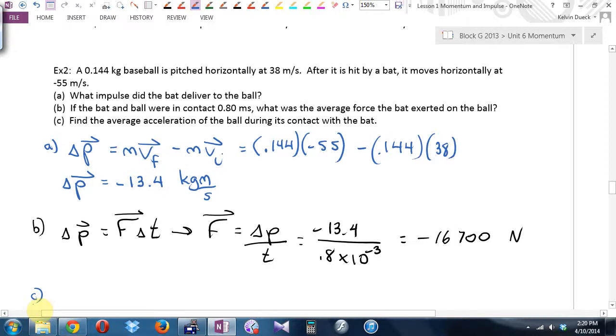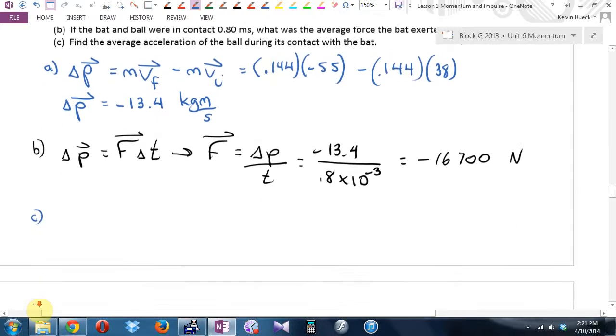C. Zach, what's part C you want me to find? The average acceleration. What did I find in part B? The average force. I'm also trying to teach you how to be good test writers. I wonder if there's an equation that has force and acceleration in it, because I usually think maybe I'll use part B to find part C. Is there an equation that has force and acceleration in it? Hey, Zach, what's the equation that has force and acceleration in it?